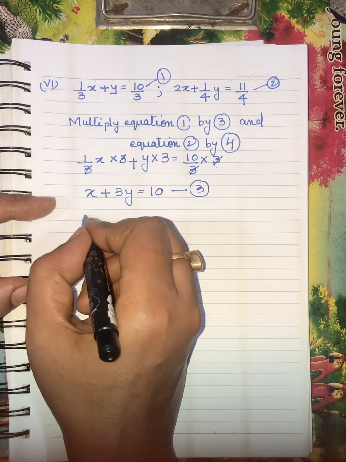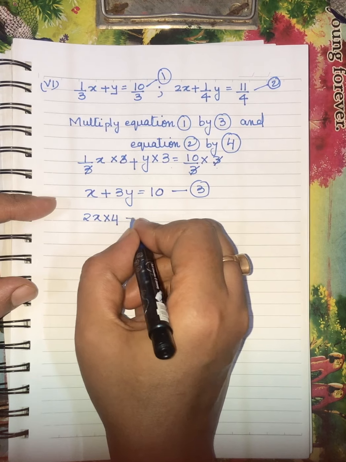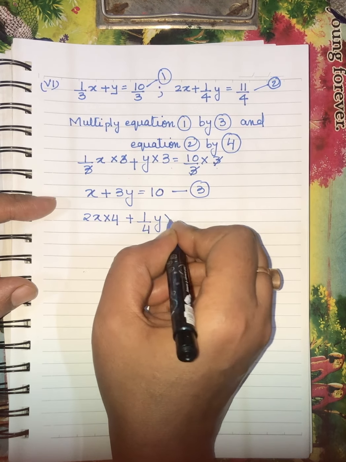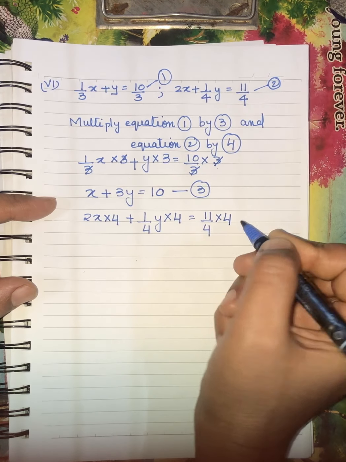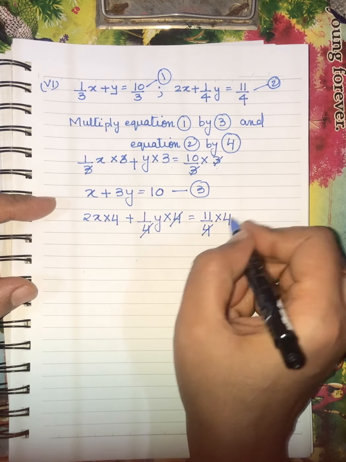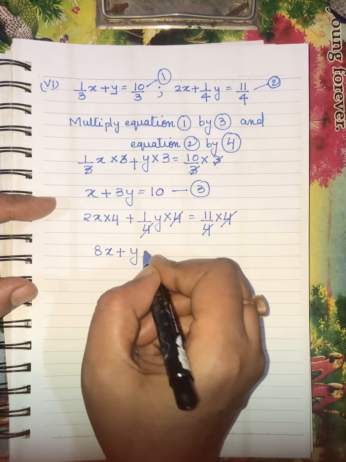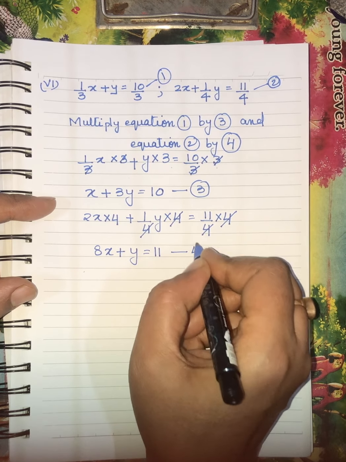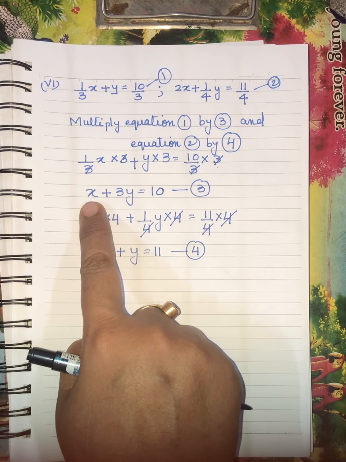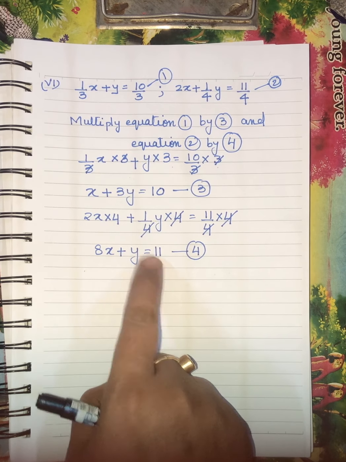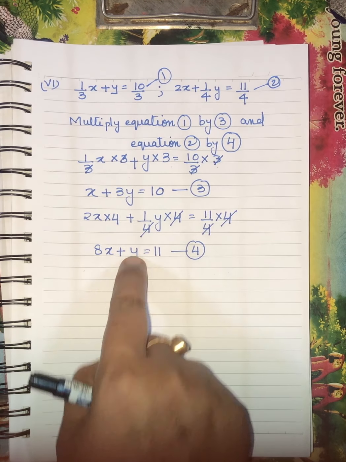Now take the second equation, that is 2x multiplied by 4, plus 1 upon 4y multiplied by 4 is equal to 11 upon 4 multiplied by 4. So what do you get? 2x into 4 is 8x plus y is equal to 11. You got two equations. See now, they are in the simple form of linear equations. Now you make the y equal. Even you can make x equal. I am trying to make y equal.